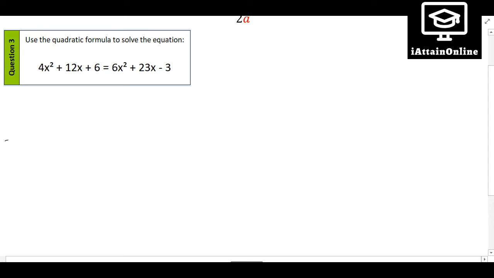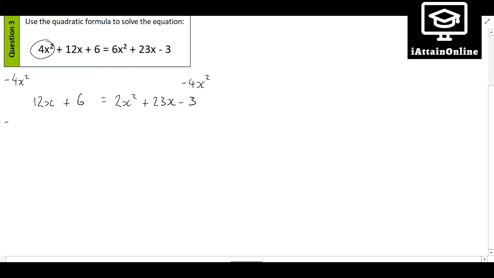So I suggest you choose the side with the fewest x squareds on it. So the left hand side of this equation has 4x squareds, the right hand side has 6x squareds. So I'm going to start by taking away 4x squared from both sides of the equation. So on the left hand side, I'm just going to be left with 12x plus 6. 6x squared take away 4x squared is going to give you 2x squared plus 23x minus 3. Okay, so it still doesn't equal 0.